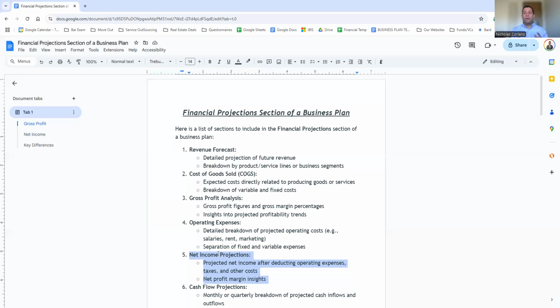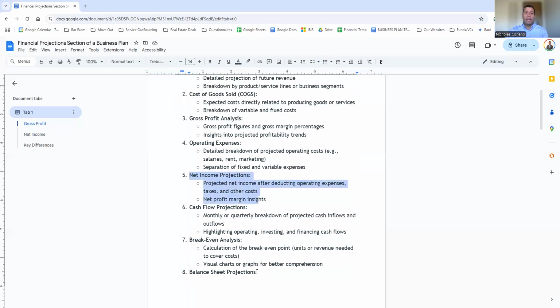Now, why is this different? A lot of people don't understand why this is different. Well, when you have a cost of goods sold section and a net income projection section, you can determine how much is actually going to come into your pocket, or how much is going to come into your investor's pocket, or how much money you have left over to pay a potential loan. So that's why it's important to put together net income projections in your business plan, okay?